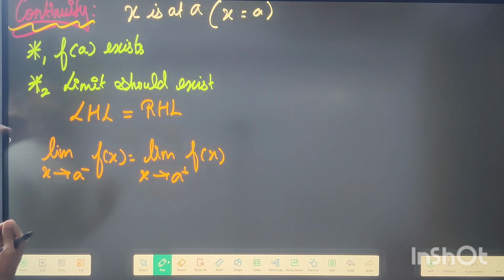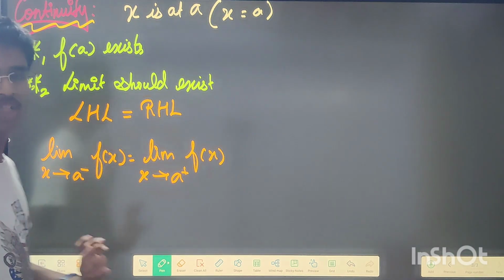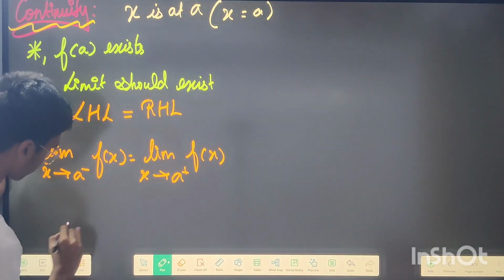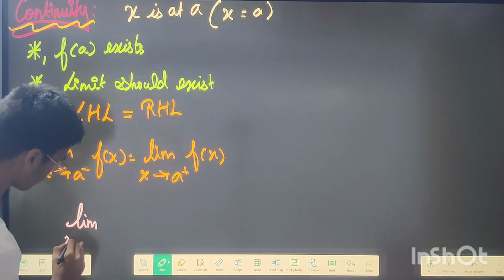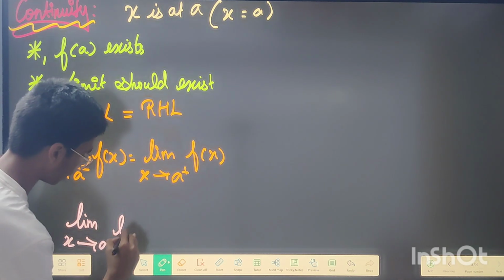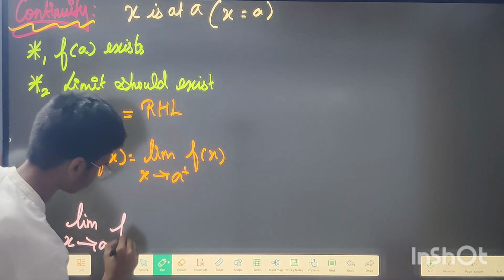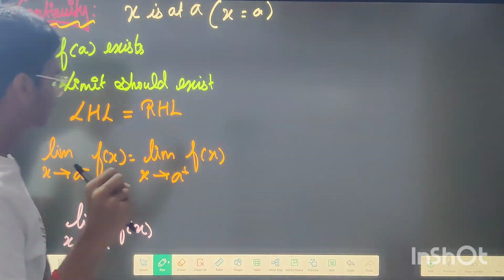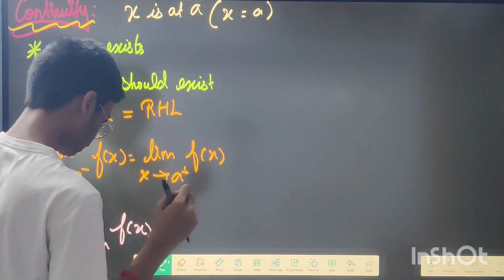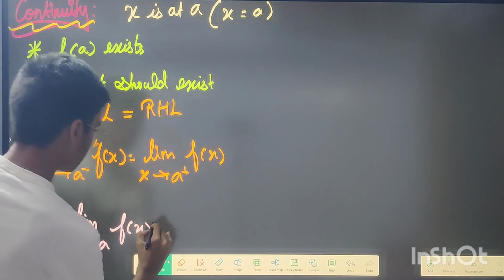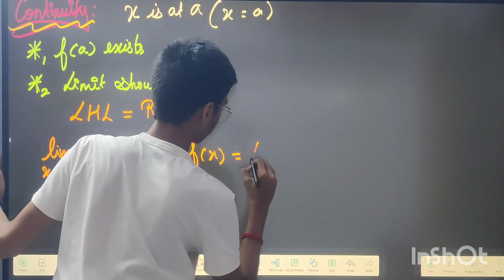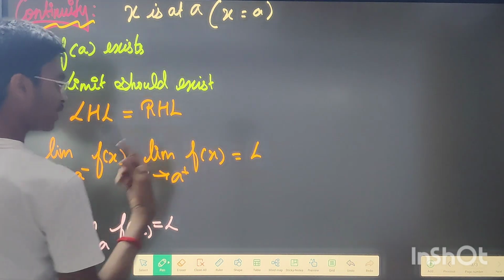If it is like this, then you can directly write it as the limit x tends to a of f of x. That is what it means. It is equal to some L value. Here also it will be equal to some L value. So yeah, that's it.